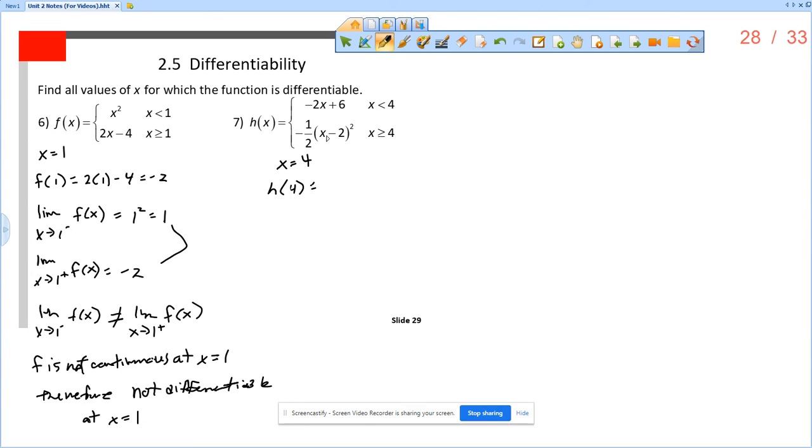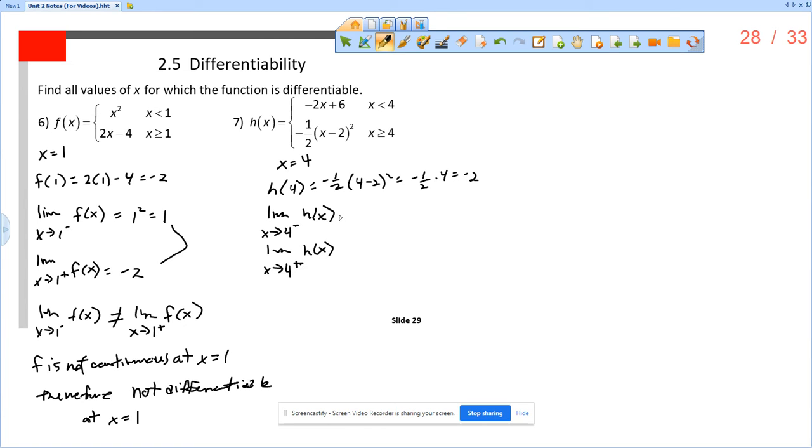So we're going to plug 4 into the bottom piece. So negative 1/2 of 4 minus 2 squared. So 4 minus 2 is 2. 2 squared is 4. So negative 1/2 of 4, right? So half of 4 is 2, so this is negative 2. Now we want to examine the limit as x approaches 4 from the left of h of x, and then the limit as x approaches 4 from the right of h of x.